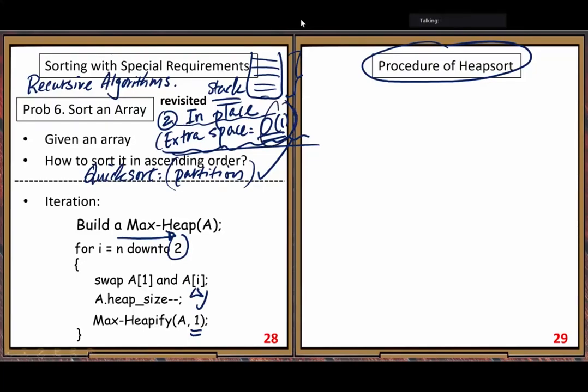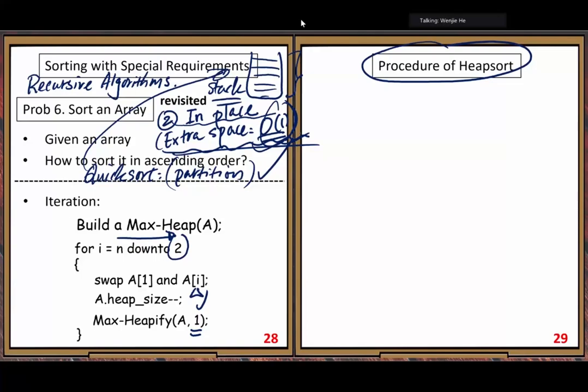But when you do conquer, you need to do a recursive function call. When you call your function recursively, you need to use the stack. The stack could be very deep. So then you may not be able to keep your extra space bounded by a constant. No, you cannot. That kind of problem you need to be aware of.